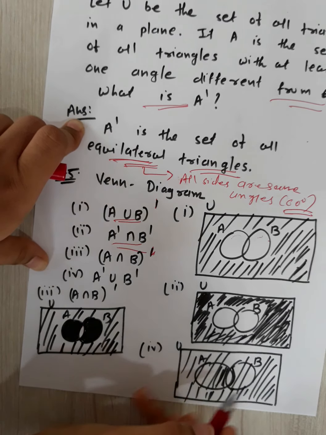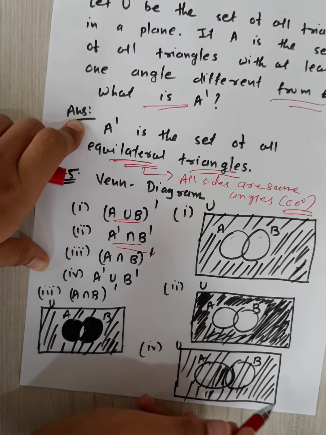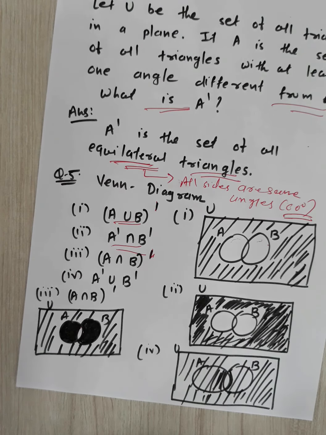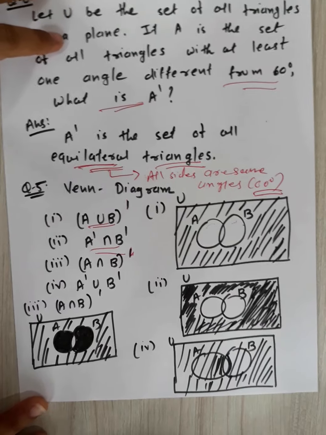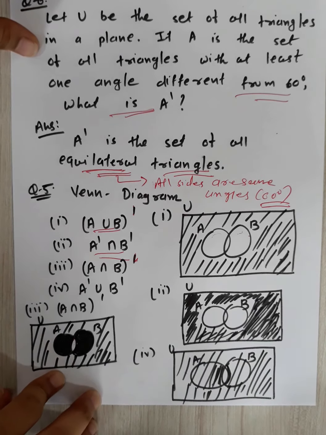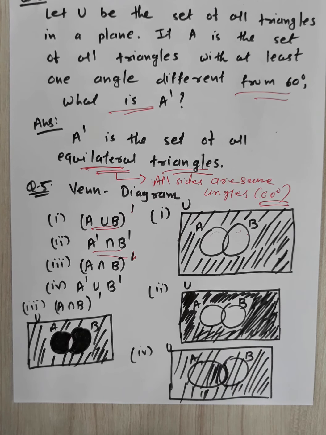Now A dash union B dash. So A dash union B dash means this is A dash, this is B dash, right? And union, so everything apart from this white portion is A dash union B dash. I hope you understood the Venn diagram, right? So this is all about the Venn diagram. And here we have completed our exercise 1.5. Okay? I hope you understood.